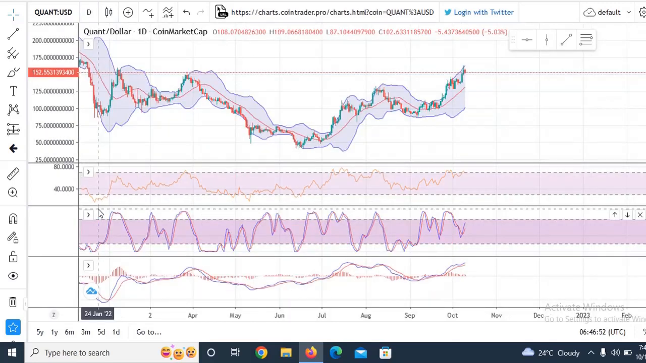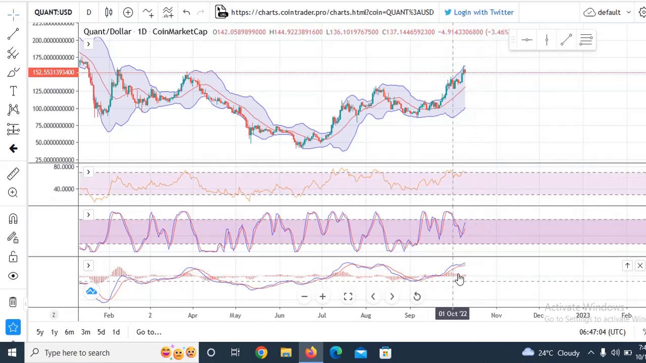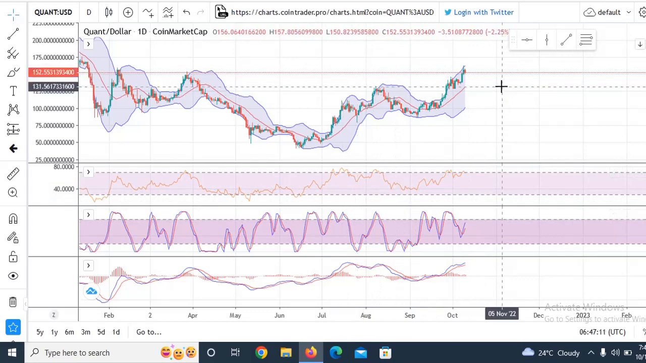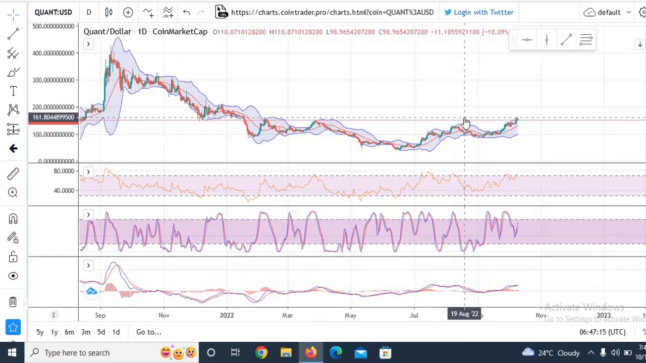Same thing with our daily. Our daily still says we have a little bit of upside to go for Quant, right? But we'll probably just range around this place before we have a little correction. Mind you, can you see our MACD almost turning bearish? Same thing with the RSI. So we probably correct a little bit before pushing higher. But overall, we're bullish on Quant, right?